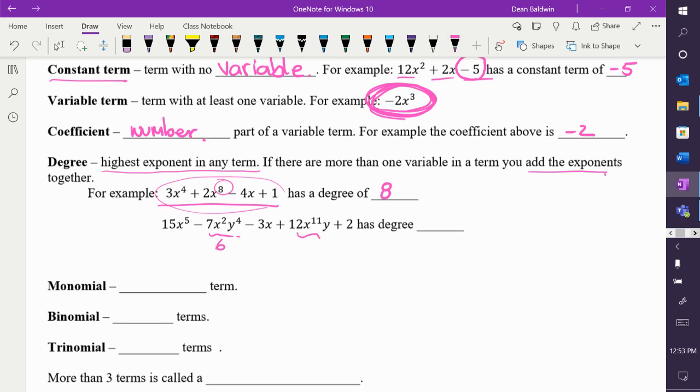But there's also this one here. What's the exponent if I add them together here? I'm going to get 12. So which is higher, 6 or 12? So the degree of this polynomial is 12.